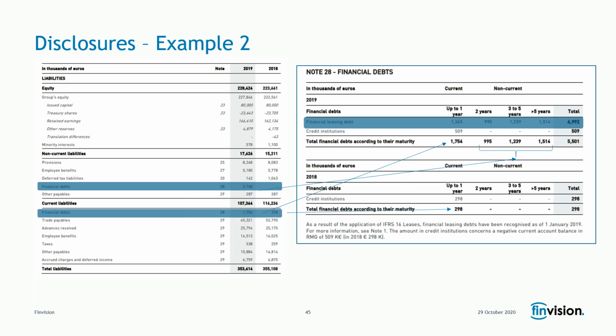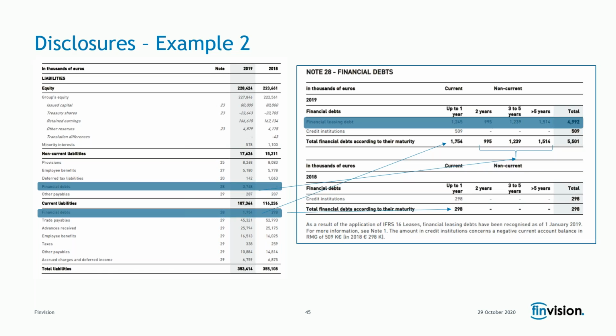You have the total financial debt, and then in the notes they do a disclosure of what amount from that total is in fact the leasing debt. And here they split it between current and non-current. But at least you have the separated leasing debt here.